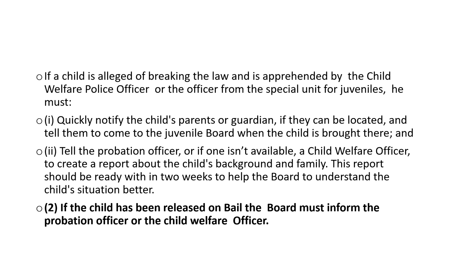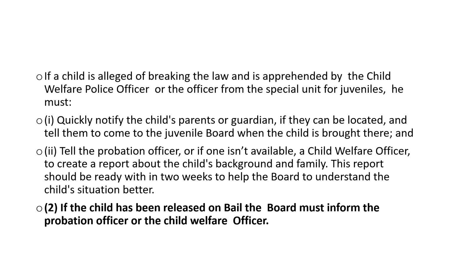So, let us see what section 13 says. If any child is alleged or apprehended for breaking the law, the Child Welfare Police Officer or the officer from the Special Juvenile Police Unit must quickly notify the child's parents if they can be located. If they cannot be located, then tell the probation officer, and if a probation officer is not available, the child welfare officer, for the immediate compilation of the social investigation report.